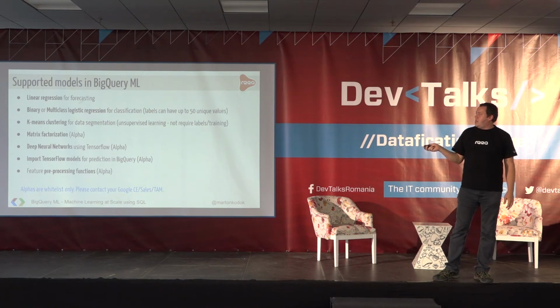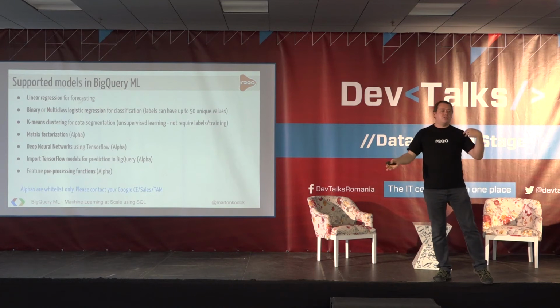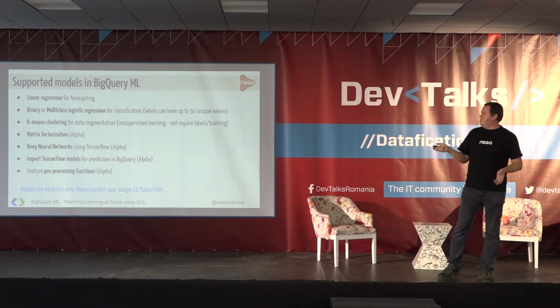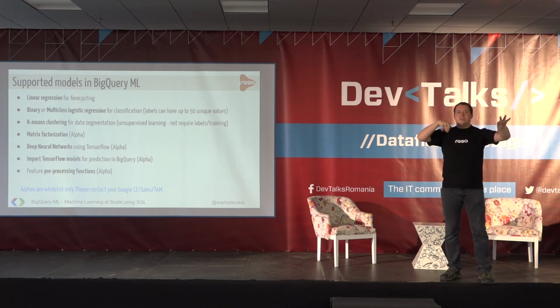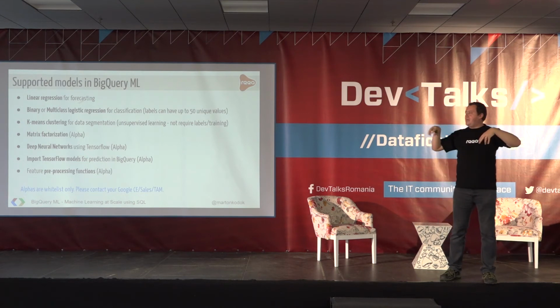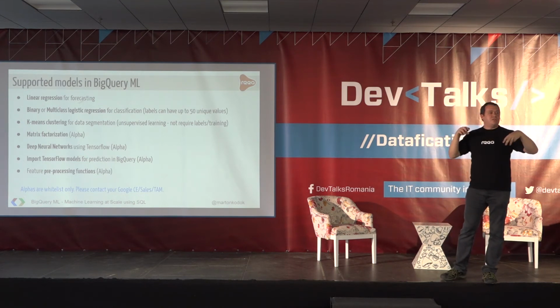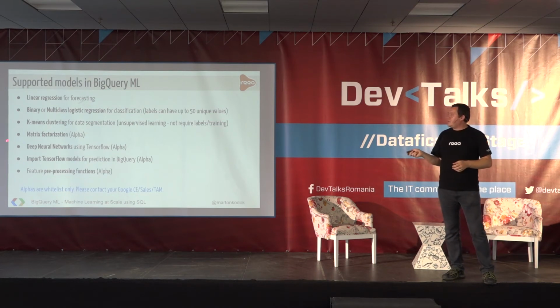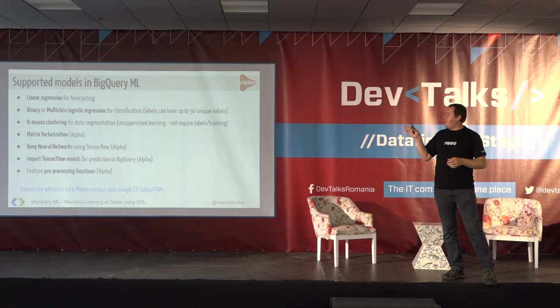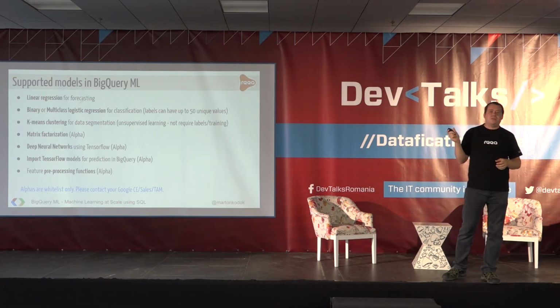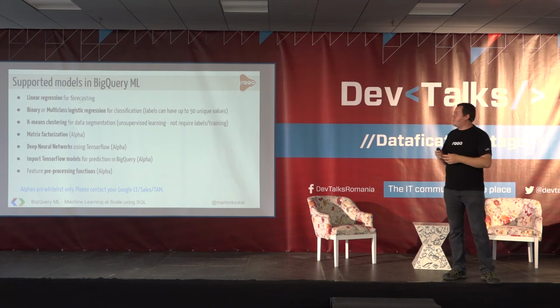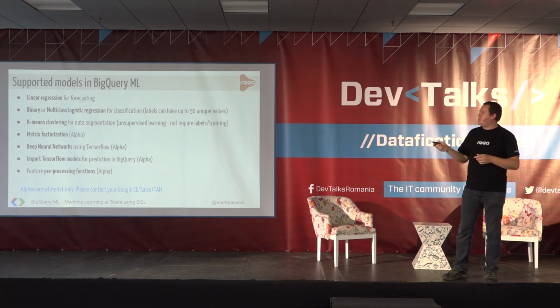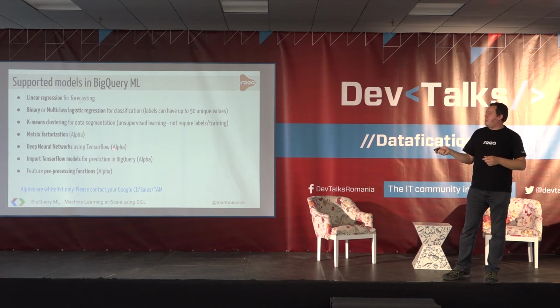Binary and multi-class logistic regression. Binary is something like, is it a cat? It's not a cat. So it's binary, 1, 2. K-means clustering, we will see this in a bigger example, identifying clusters, like let's say, who has a television, who has a kitchen. Matrix factorization is something that's in alpha, but I will show you what it is in an example. You may not recognize from the name what this is, but I will show you later. And nowadays they also added DNN for TensorFlow, and also TensorFlow model prediction in BigQuery.